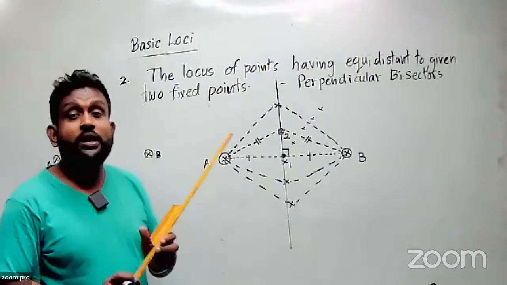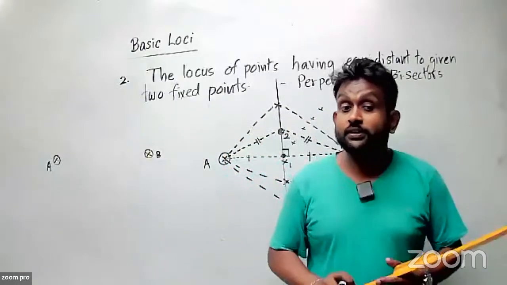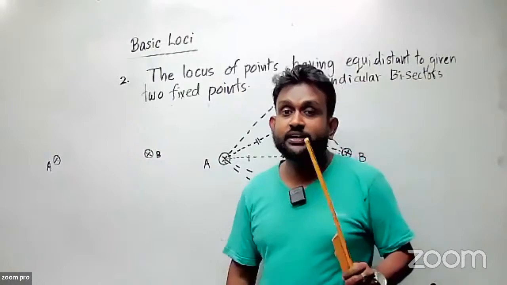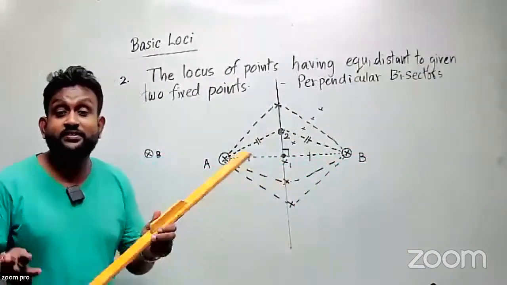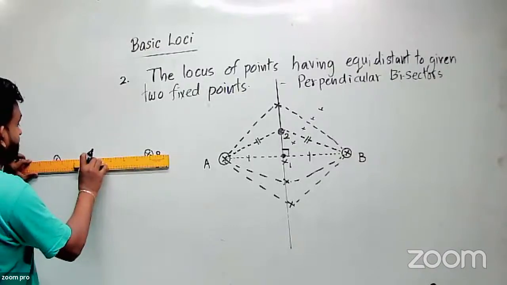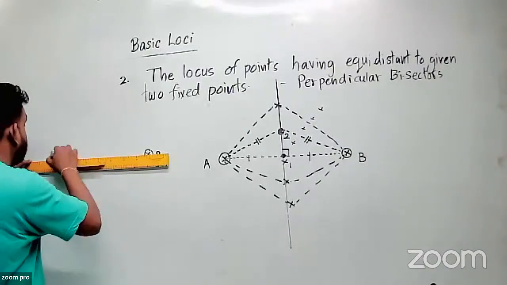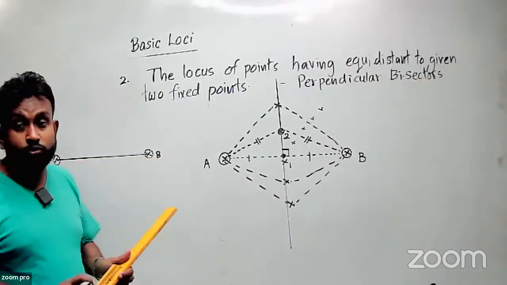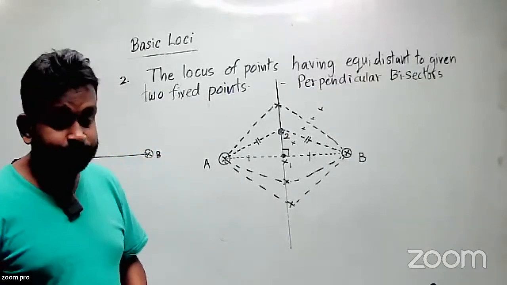So in this lesson you are using the compass and the straight edge. We have to use the straight edge and the compass. The first step, connect these A and B points together. Connect the line AB first. That is the first step when you draw a perpendicular bisector.